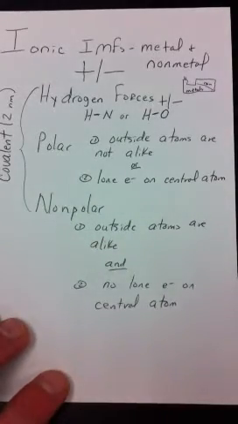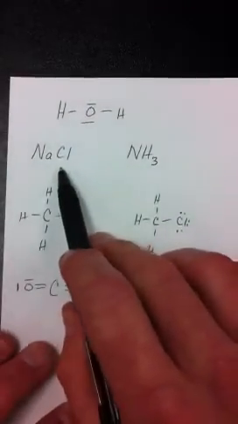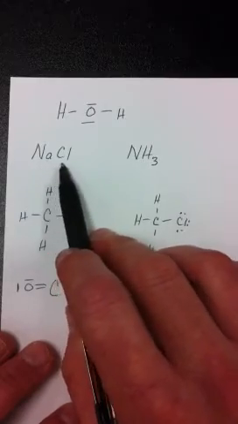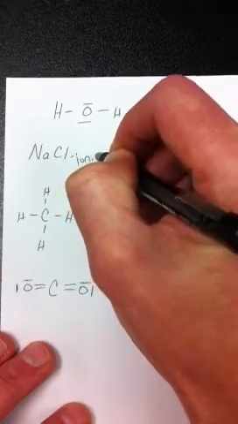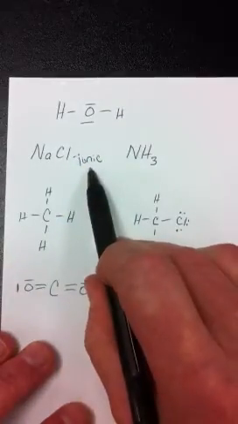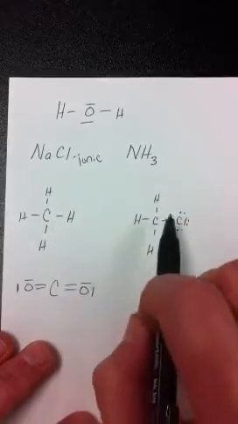Now you have to be able to recognize which forces exist in a compound. If it's an ionic compound, if it has a metal, it's ionic, you won't need to draw the Lewis structure. You know automatically that there are ionic forces. If it's a covalent compound, two nonmetals, then you do need to draw the Lewis structure.